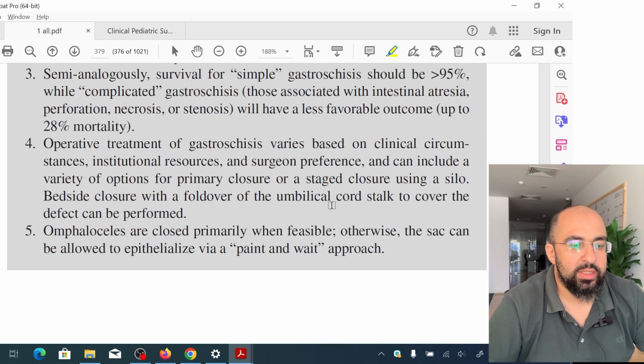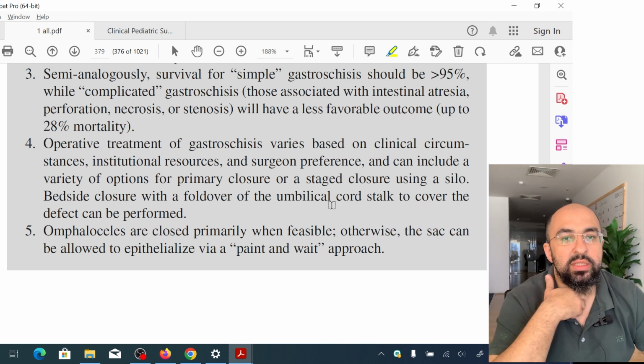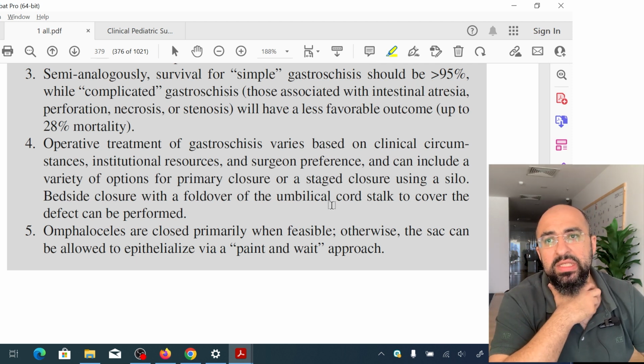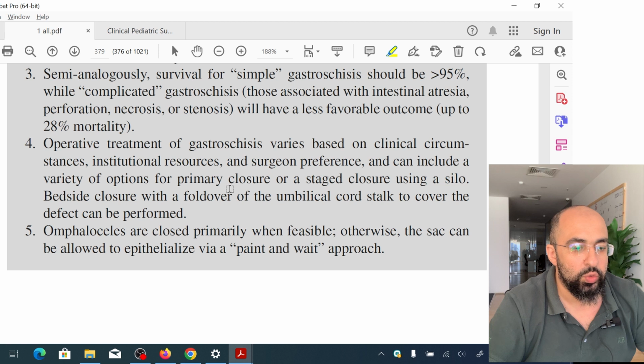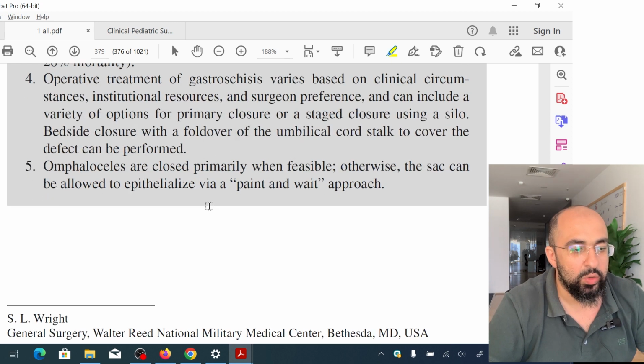Operative treatment of gastroschisis varies based on clinical circumstances, meaning whether it's a spring-loaded silo or primary closure. Institutional resources and surgeon preference can include a variety of options for primary closure or a staged closure using silo. Bedside closure with a fold over of the umbilical cord stalk to cover can also be performed. Omphalocele are closed primarily when feasible. Otherwise, the sac can be allowed to epithelize with the paint and wait approach.